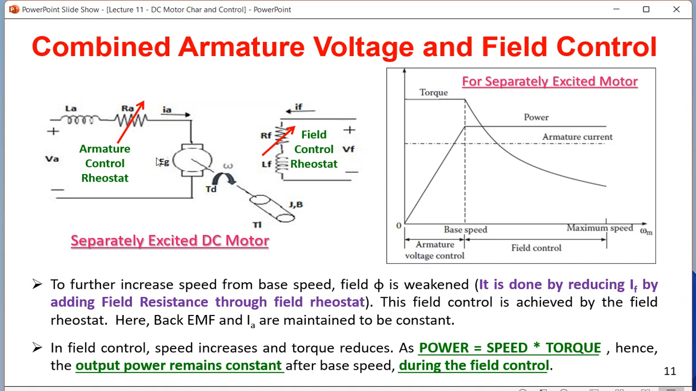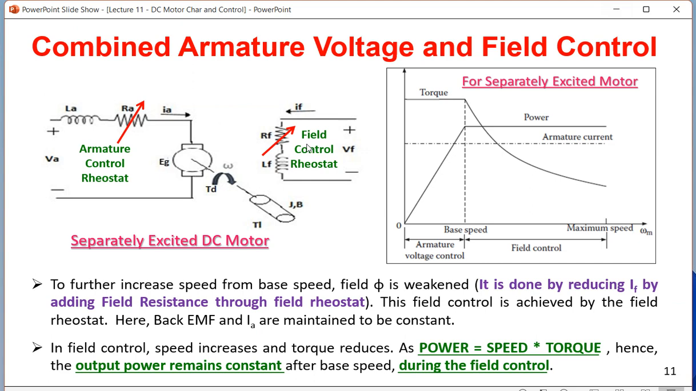You are finding here this left side is called an armature control rheostat, and the right side is called a field control rheostat. So initially what we are doing is we are adding a higher input voltage, or we are cutting the resistance, so that the voltage is increasing and keeping the initial torque constant. And when it has reached this base speed, at that time we are changing the field rheostat, because whenever you are weakening the field, whenever IF is reduced, speed will increase. That part we are going to see.